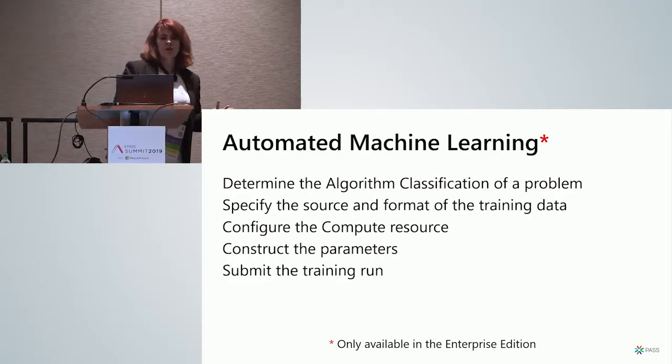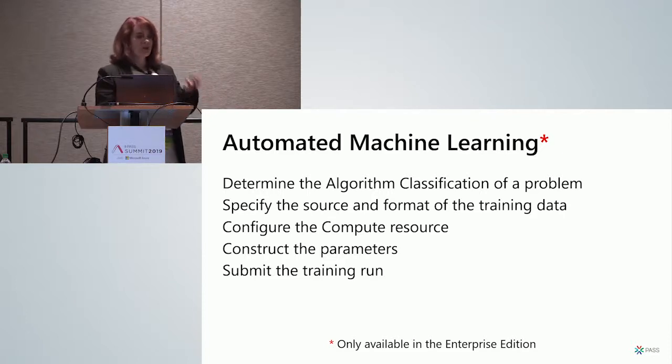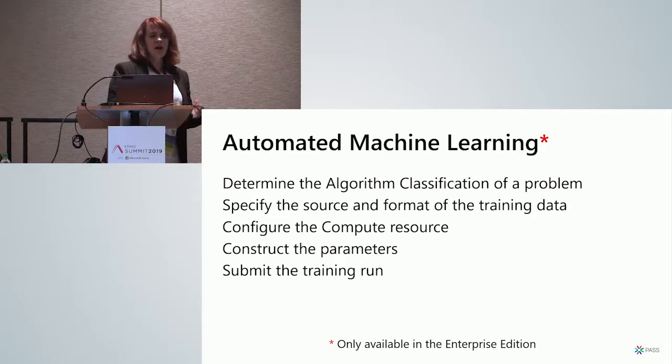So for automated machine learning, you pick an algorithm classification, so either regression, anomaly, or classification. Those are the three that they support. You specify the source and the format of the data that you want to analyze. You configure your compute. You construct the parameters. Actually, it'll construct them for you. And then you submit a training run. And if you like the results, you can deploy it.